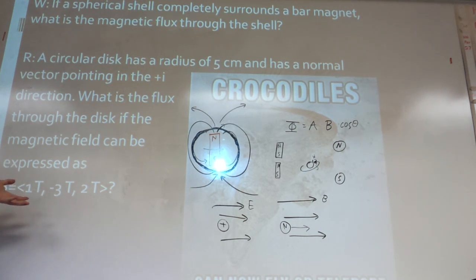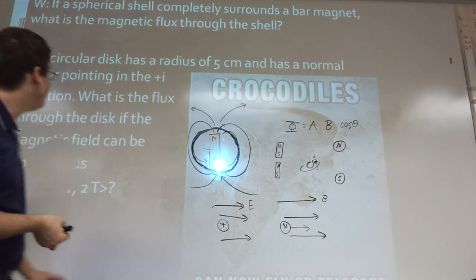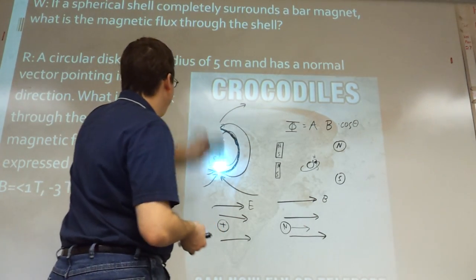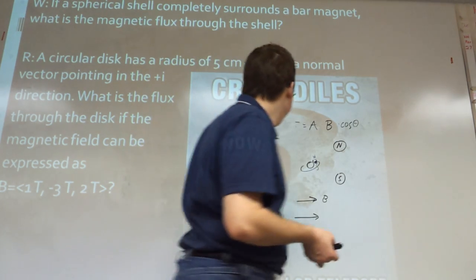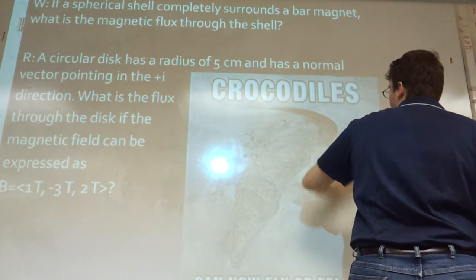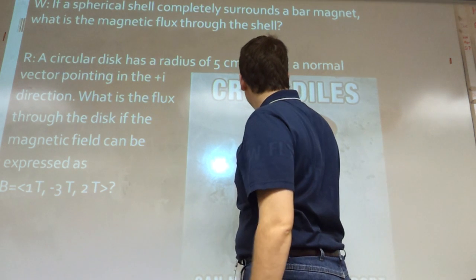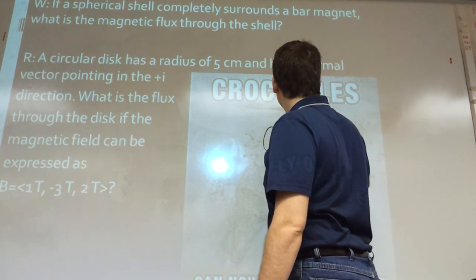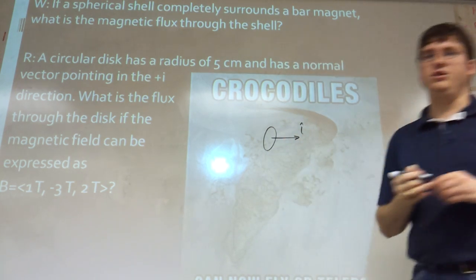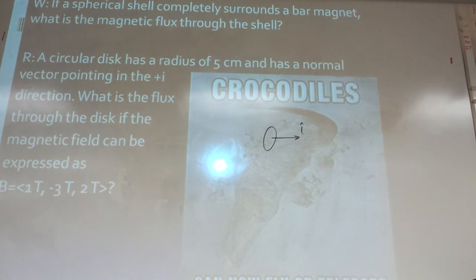Anybody have any questions? All right, let's try the review question. A circular disc has a radius of 5 centimeters and has a normal vector pointing in the positive I direction. Okay, so here's our disc with its normal vector pointing in the I direction. What is the flux through the disc if the magnetic field can be expressed as 1, -3, 2?